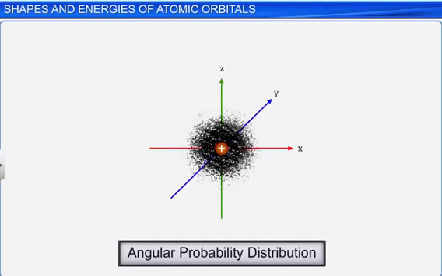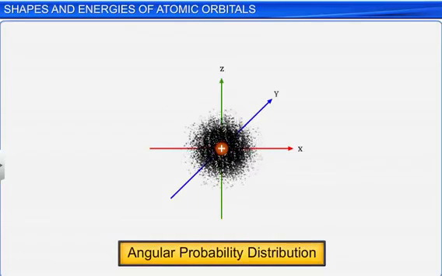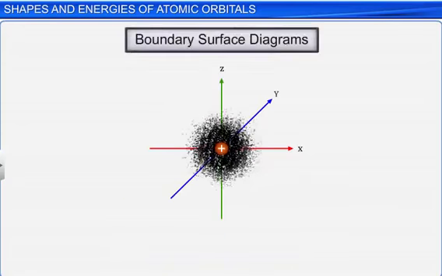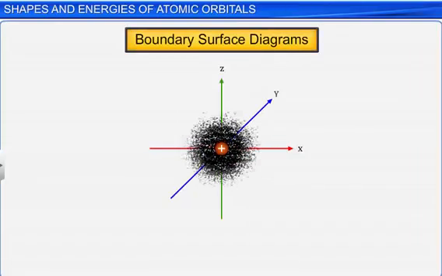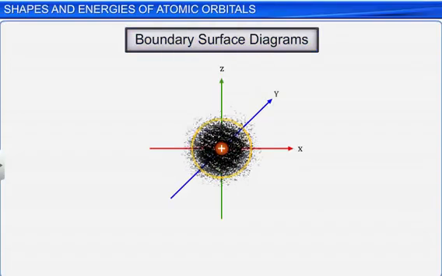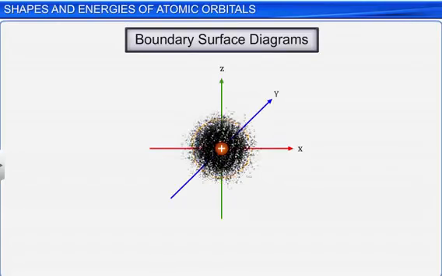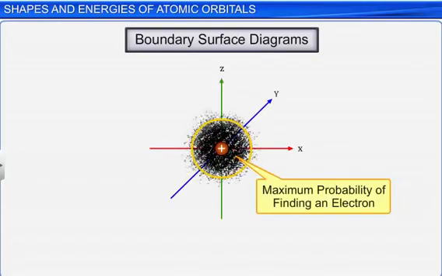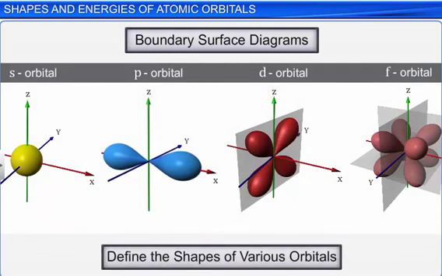On the other hand, the probability of finding an electron in a particular direction or angle is called angular probability distribution. The probability of finding an electron in a particular direction or angle can be depicted by boundary surface diagrams. The boundary is drawn where the probability density remains fairly constant. The region inside the boundary surface depicts the orbital where the probability of finding an electron is maximum. That is, about 90%. The boundary surface diagrams define the shapes of various orbitals.